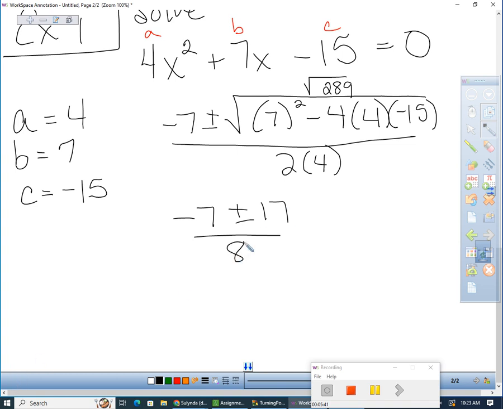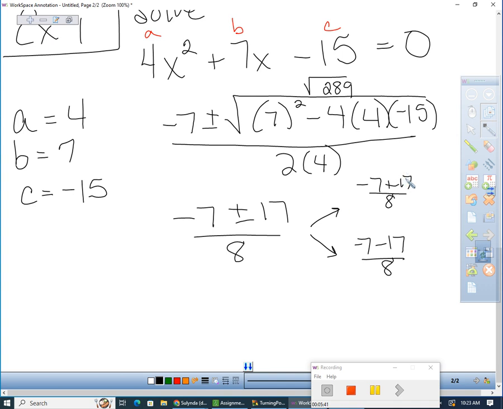Nope. So now we're going to split it into two. We've got one that's the high road and one that's the low road. I say the high road because it's the top part. It's negative 7 plus 17 divided by 8. And I have negative 7 minus 17 divided by 8.